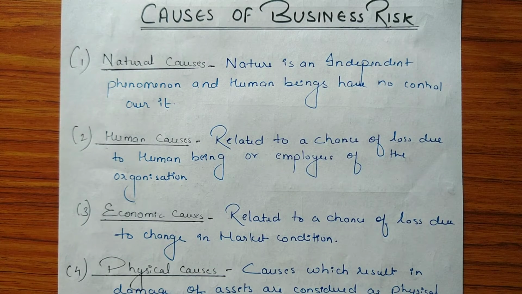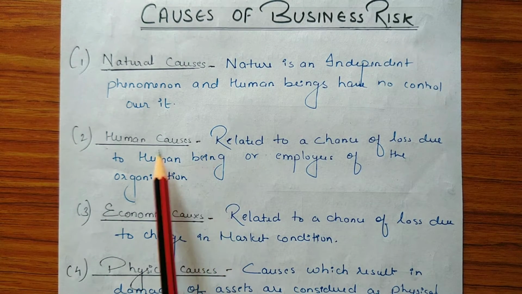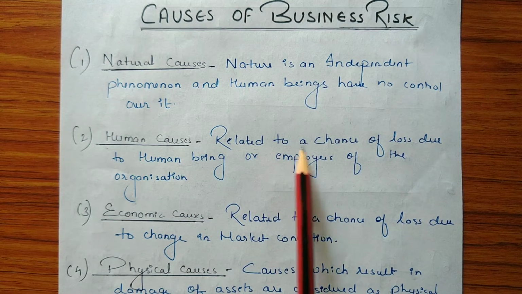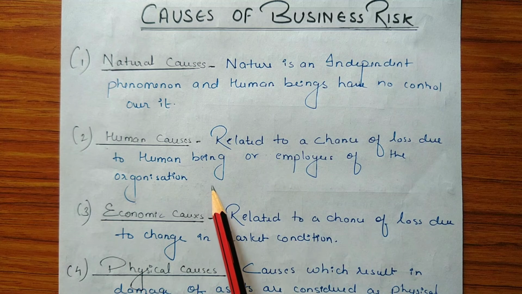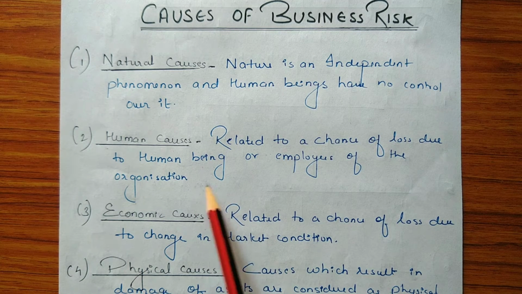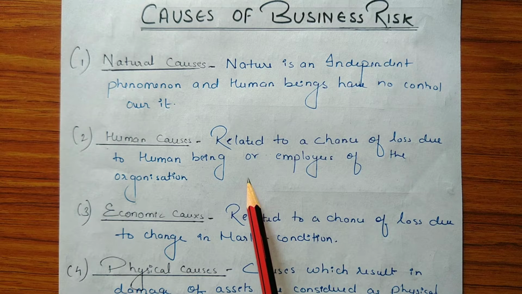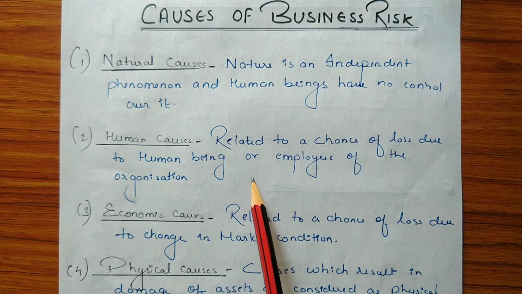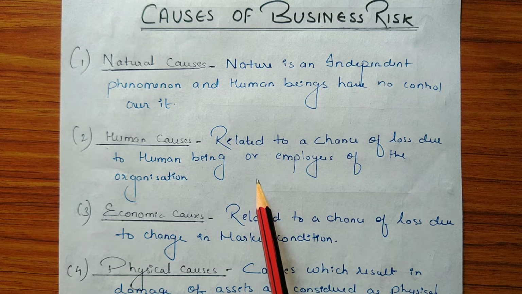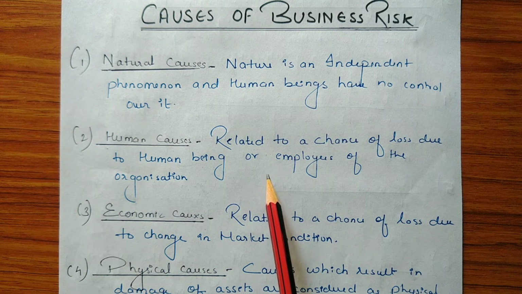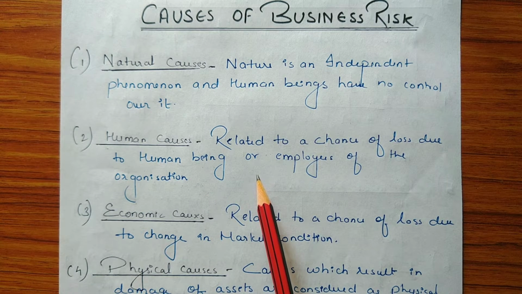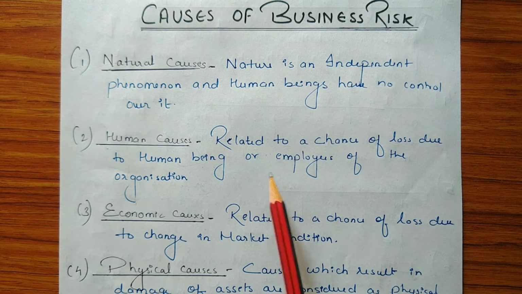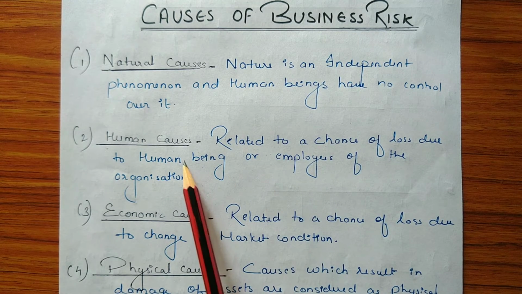Next is human causes. So what are human causes? Human causes are related to a chance of loss due to human beings or employees of the organization. Or we can say human causes may include unexpected events like dishonesty of employees, as the employees may leak a business secret to a competitor, or he may commit fraud also. Other examples can be carelessness of employees, stoppage of work due to power failure, strikes, riots. So all these are examples of human causes.